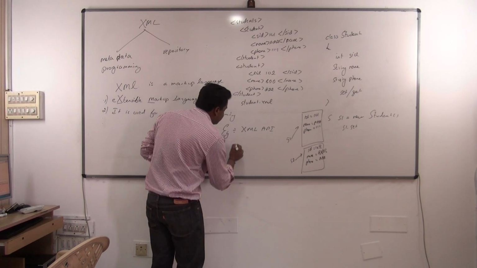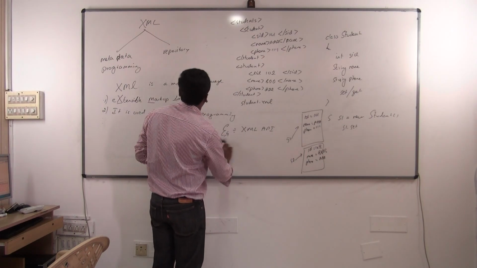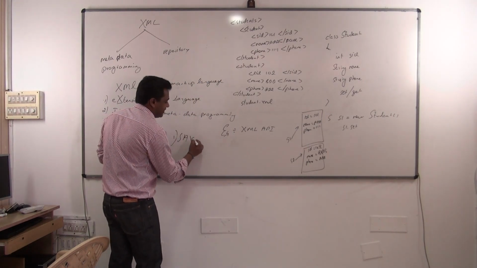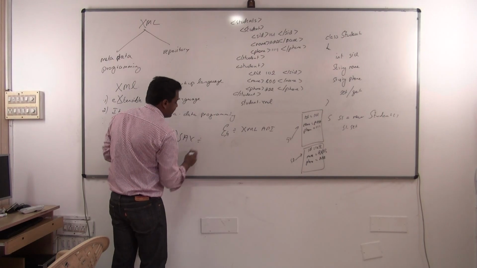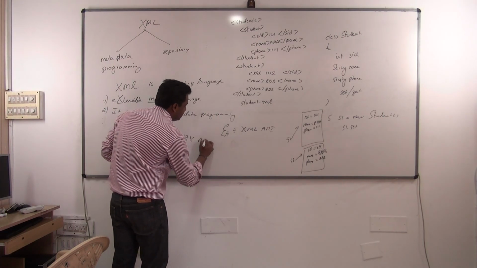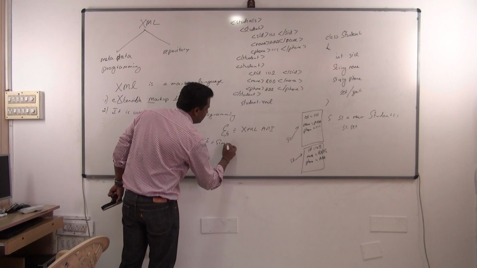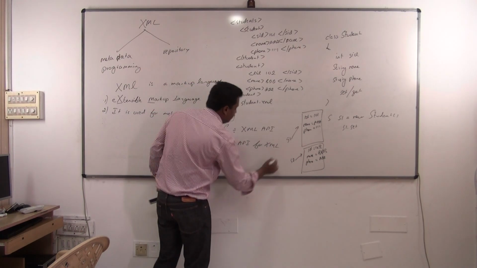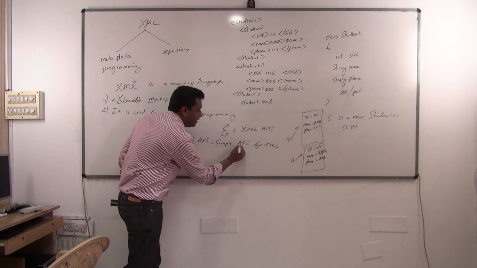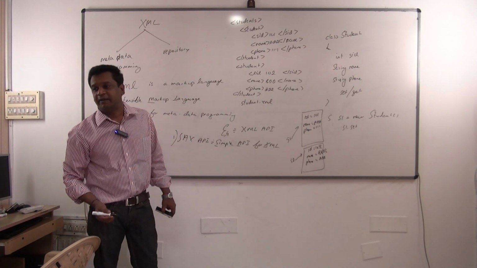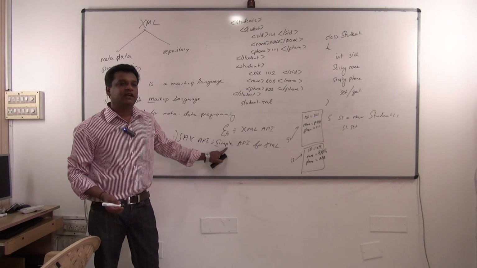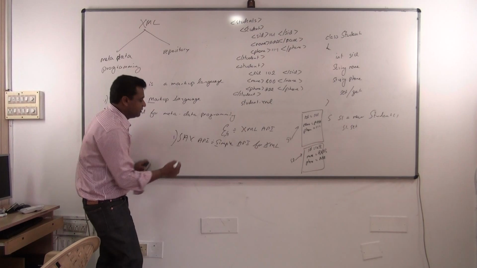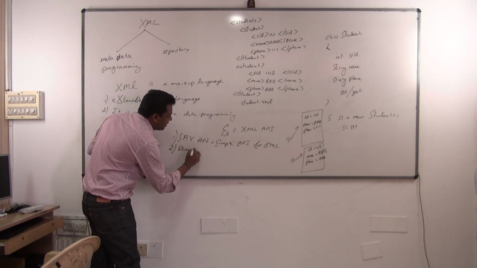SAX parser is there. One is SAX. What is the full form of SAX? We call it the SAX API. Means what? Simple API for XML. Full form: Simple Application Programming Interface for Extensible Markup Language. Understood? Then next, DOM API, document object model.